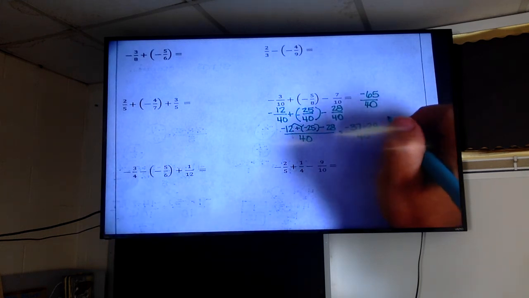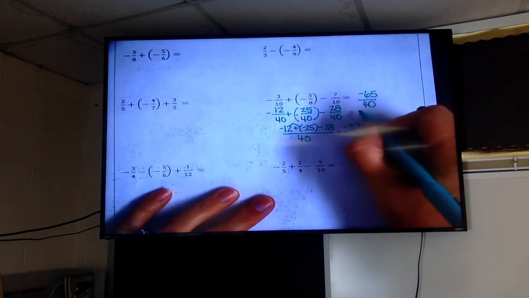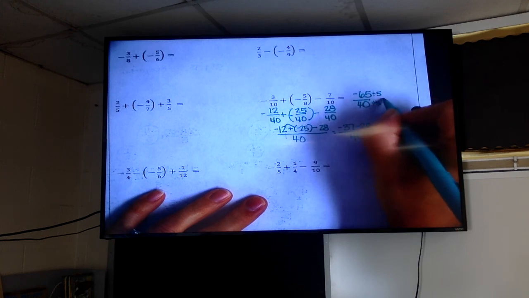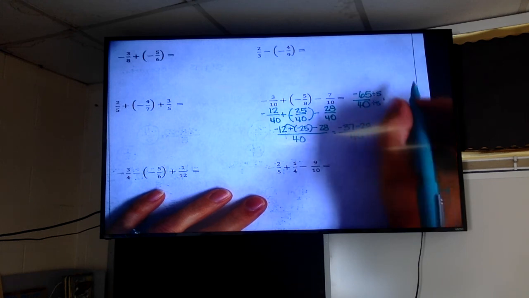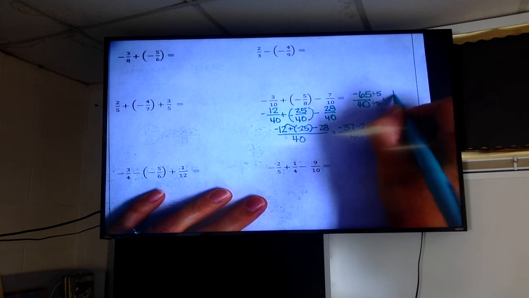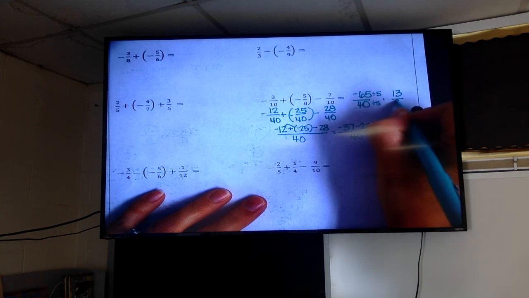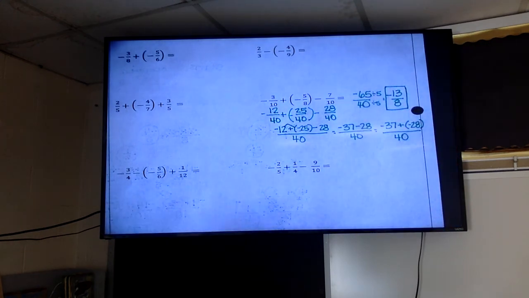I know that I need to leave it as an improper fraction, but if I can simplify it, then I want to simplify it. So I need to think of a number that can go into 65 and 40, and that number would be 5. Okay, so 65 divided by 5, that gives me 13. And 40 divided by 5, that gives me 8. And if it was negative, it needs to stay negative. So my final answer is negative 13/8.